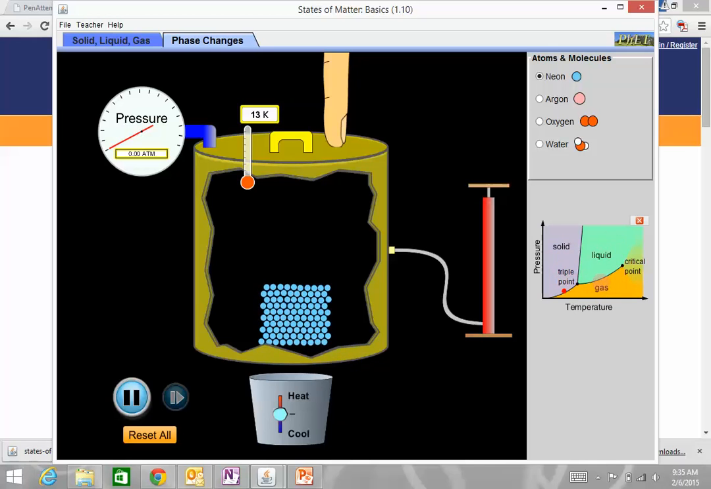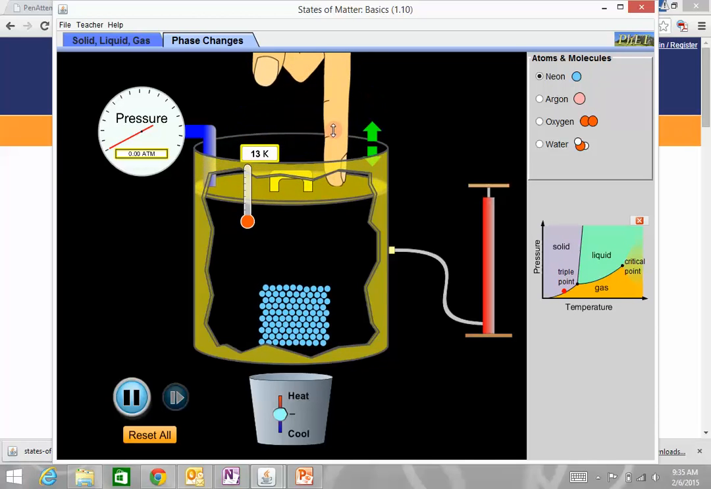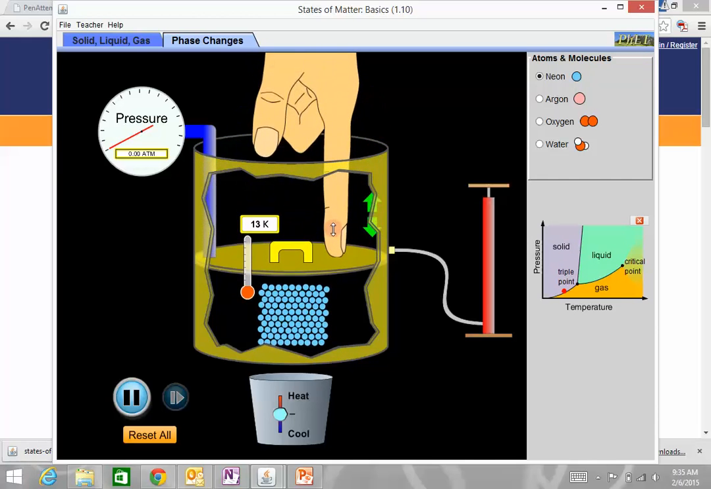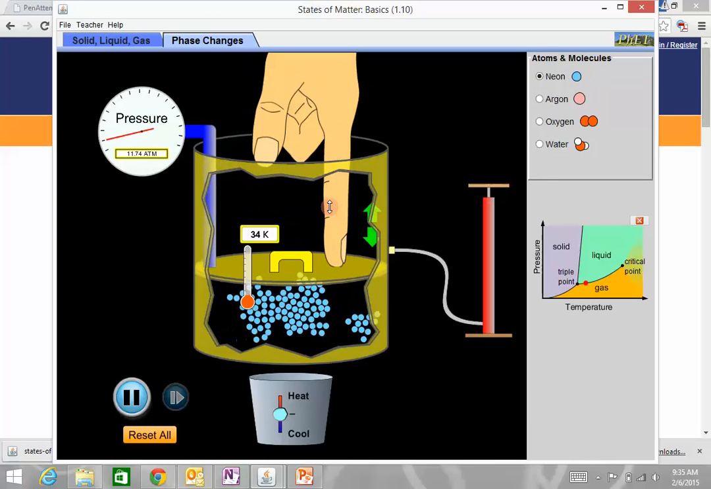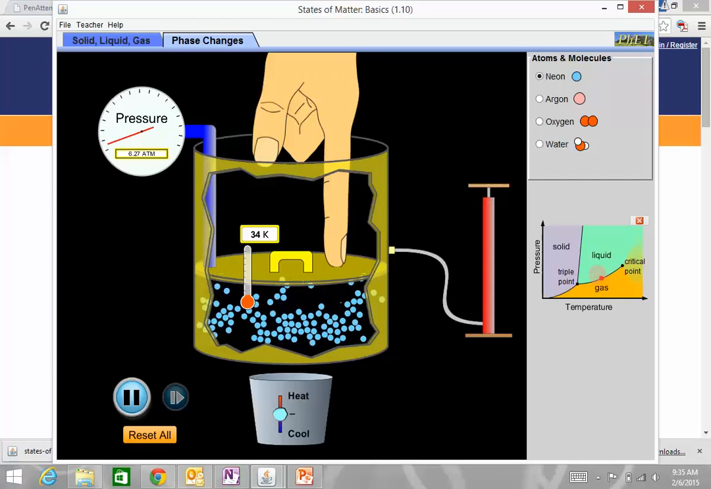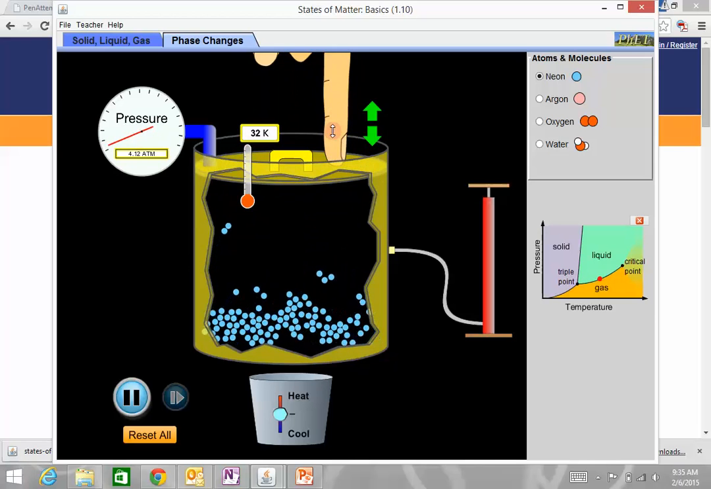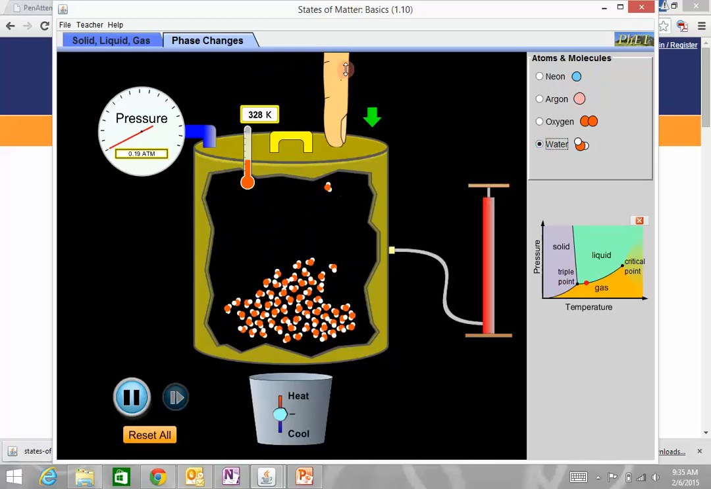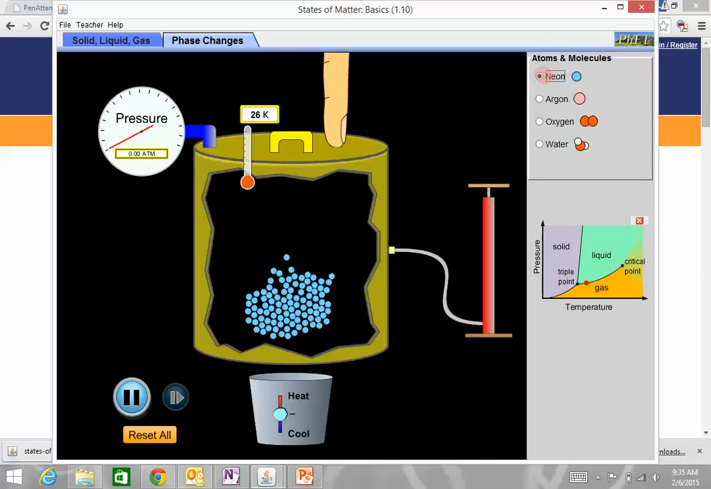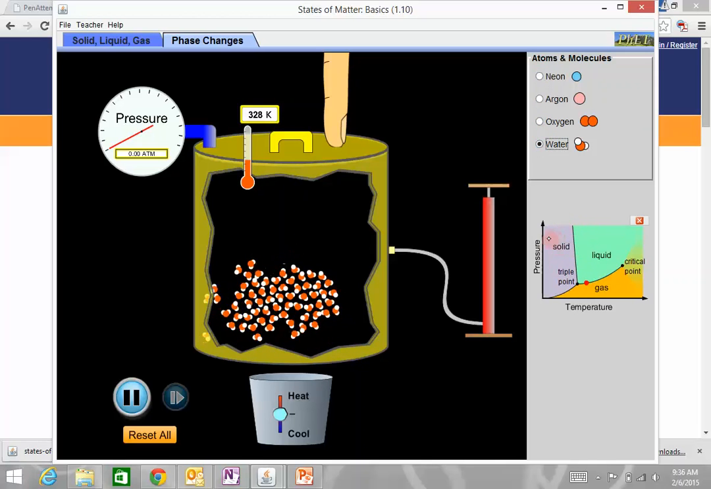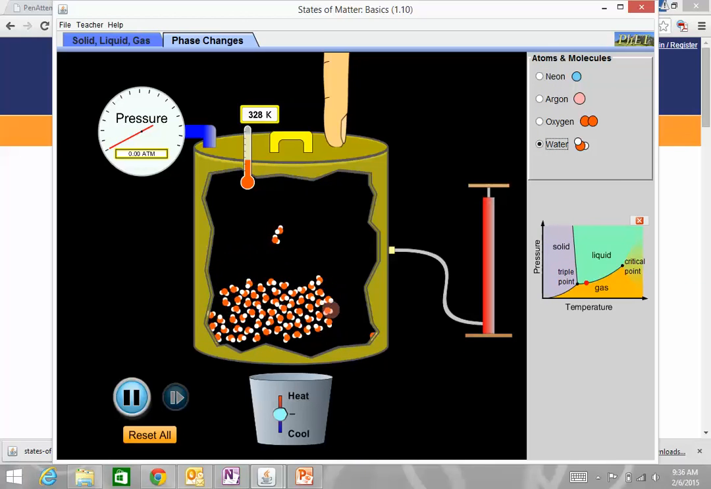For instance, let's increase the pressure. If we increase the pressure here, then I have moved the system to somewhere here. Now decrease the pressure. And let's look at water here, and compare the phase diagram of water with neon. This line for neon has a positive slope. For water, it has a negative slope, which reflects the fact that ice is less dense than water.